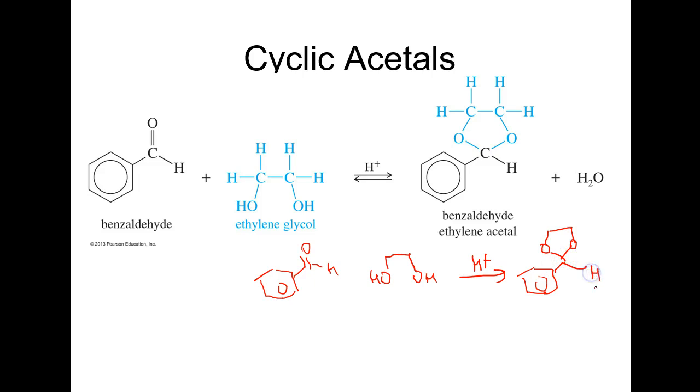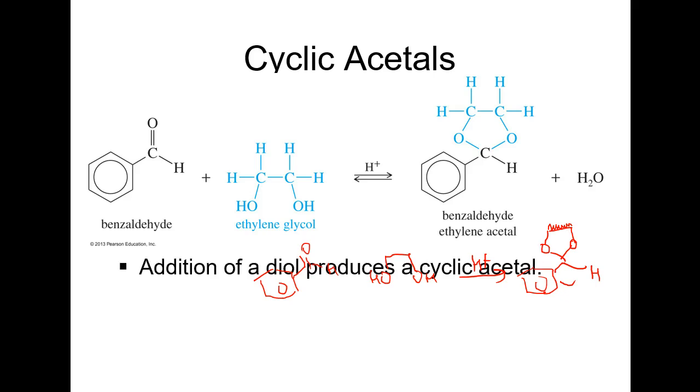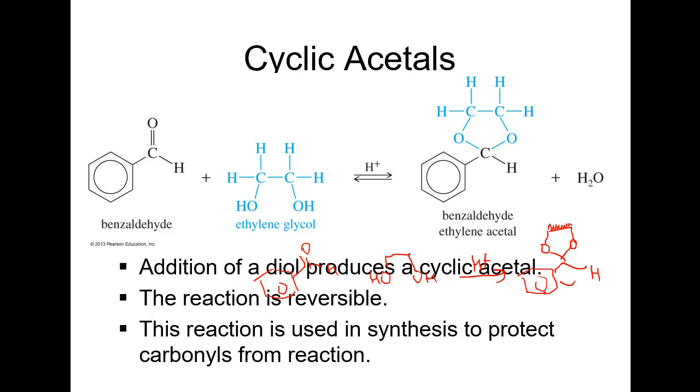looks like that. Okay, I had a student once call it a Bart Simpson reaction because if you do this, that kind of looks like Bart Simpson. Yeah, man. Hey, dude. Okay. Anyways, moving right along. So it's called an acetal, and that's the reaction. So addition of a diol produces a cyclical acetal. The reaction is reversible. The reaction is used in synthesis as protecting carbonyl groups.